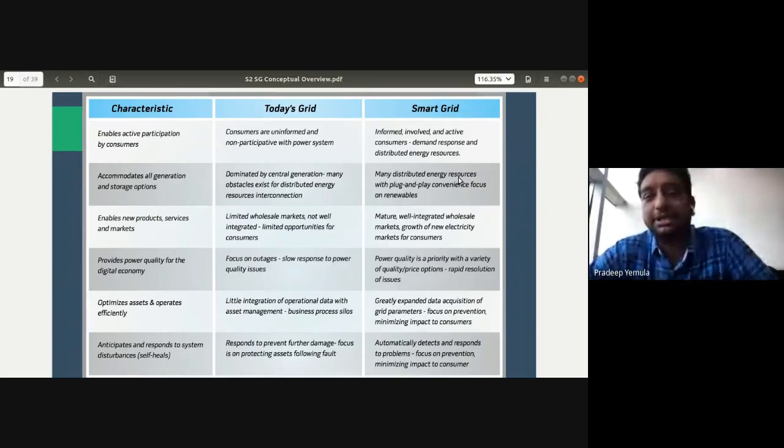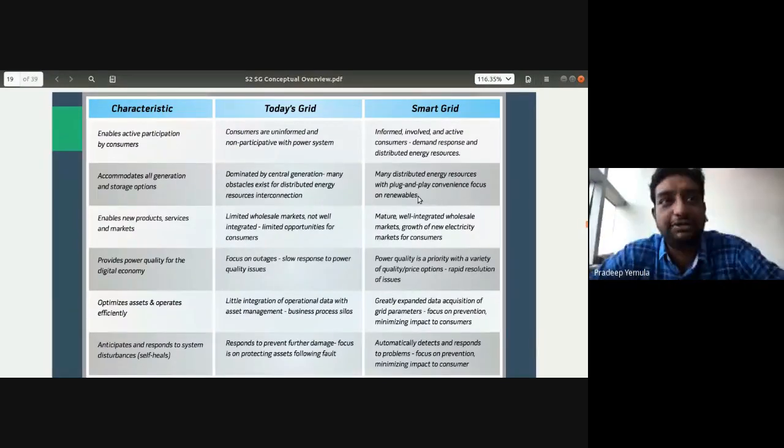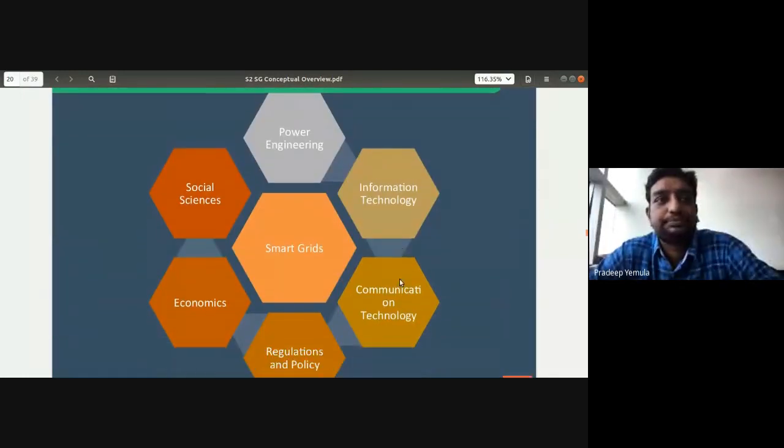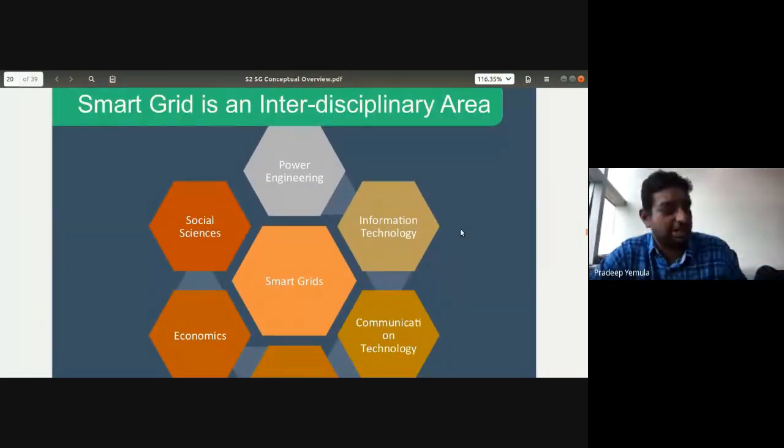I will not go into details of each of these. When you have time, please refer to this. I will be sharing my slides also, and you can refer to this and understand. So I'll move forward. In fact, this is from the energy.gov website. This particular document is available. Now this is an interesting slide.